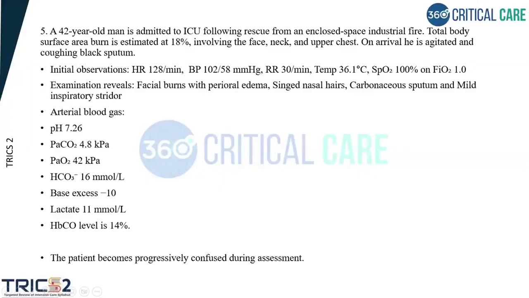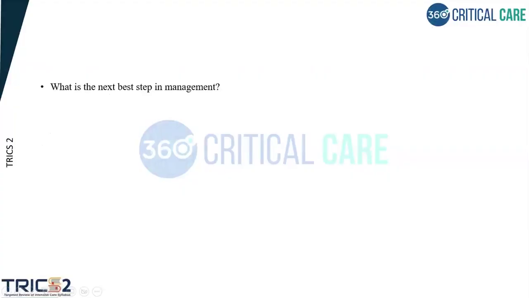On examination, there were facial burns with perioral edema, singed nasal hairs, some carbonaceous sputum, and mild inspiratory stridor. And when you see the ABG, there is hypoxemia with type 2 respiratory failure. The important thing is, your lactates are very high and his carboxyhemoglobin level is 14%. Now the patient becomes progressively confused during assessment. So what would be your next best step in management? It is intubating the patient.